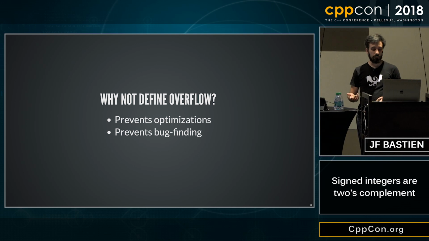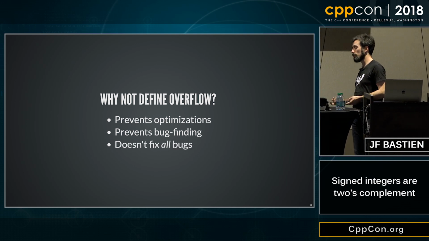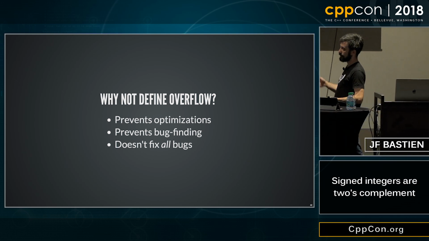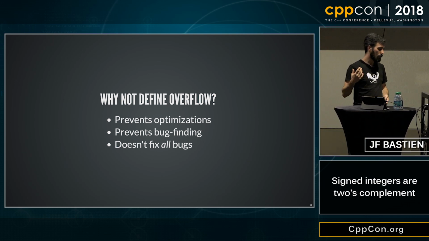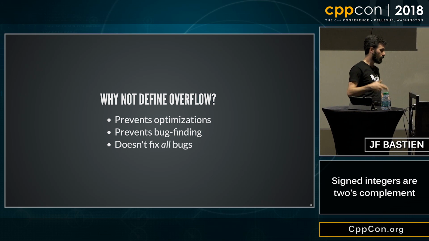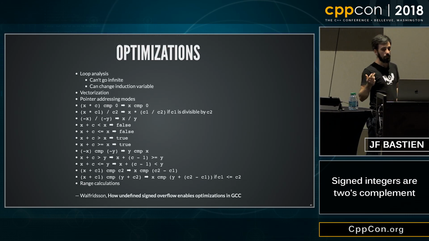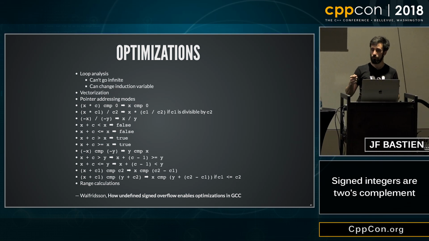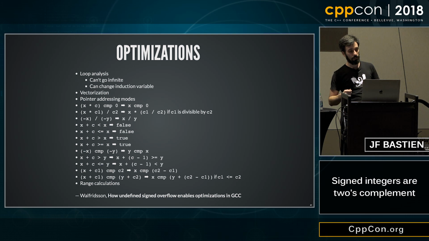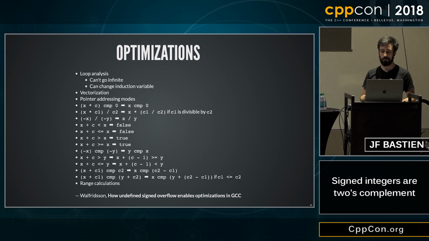And then finally, the argument that really convinced me is it doesn't really fix all bugs. It doesn't fix most bugs. It'll fix the one bug that I care about, which is the security check, but it doesn't fix anything else. So when we say that signed overflow prevents optimizations, this is what we mean. Someone did a survey of how GCC used signed overflow to optimize things, and it's really interesting. It prevents some optimizations that are really key to getting good performance, right?